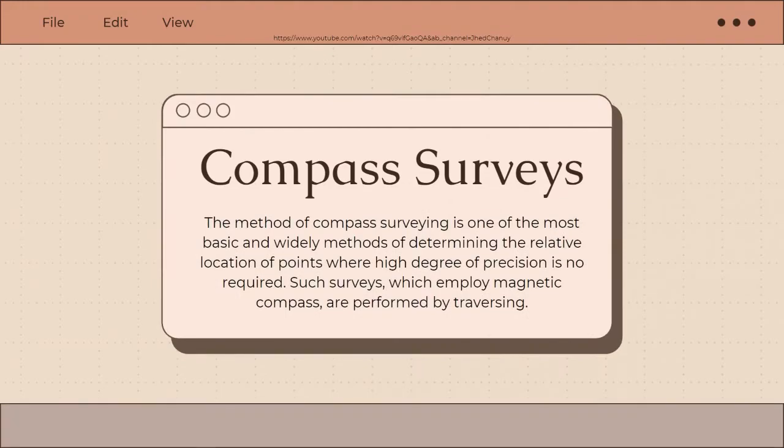Next topic is compass surveys. The method of compass surveying is one of the most basic and widely used methods of determining the relative location of points where a high degree of precision is not required. Such surveys, which employ a magnetic compass, are performed by traversing.